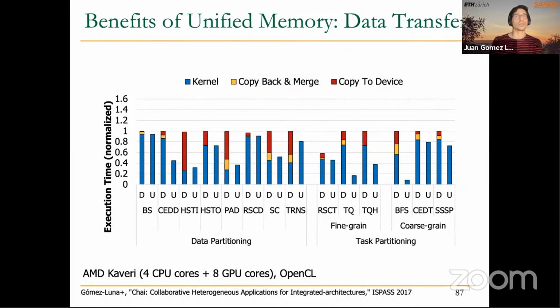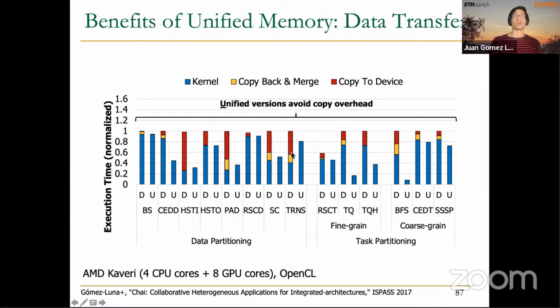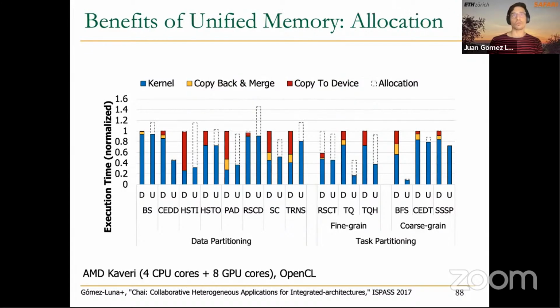And then the performance improvement is even better when we take into account the data movement that is needed in the traditional approach, either to move data to the device from the host memory to the device memory, which is the red fraction of the bar, and then return the results from the GPU memory to the CPU memory, and maybe do some final post-processing on the CPU side, which is this yellow fraction of the bar. So unified versions avoid this copy overhead.